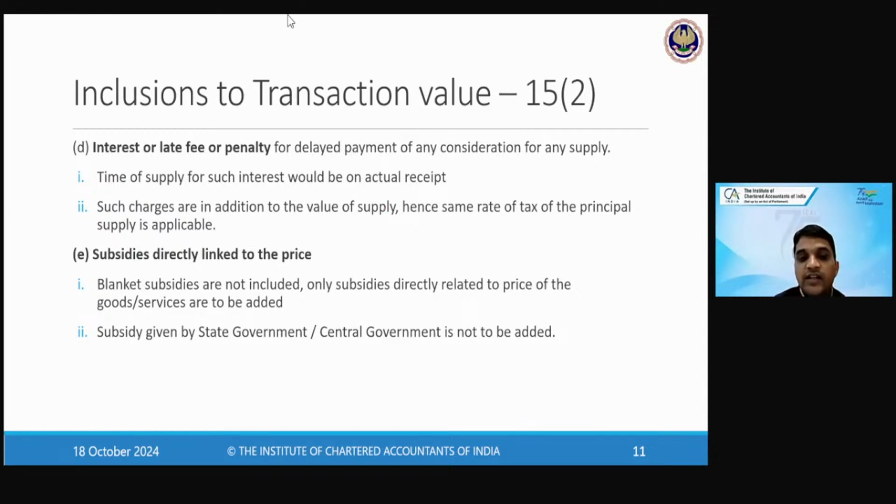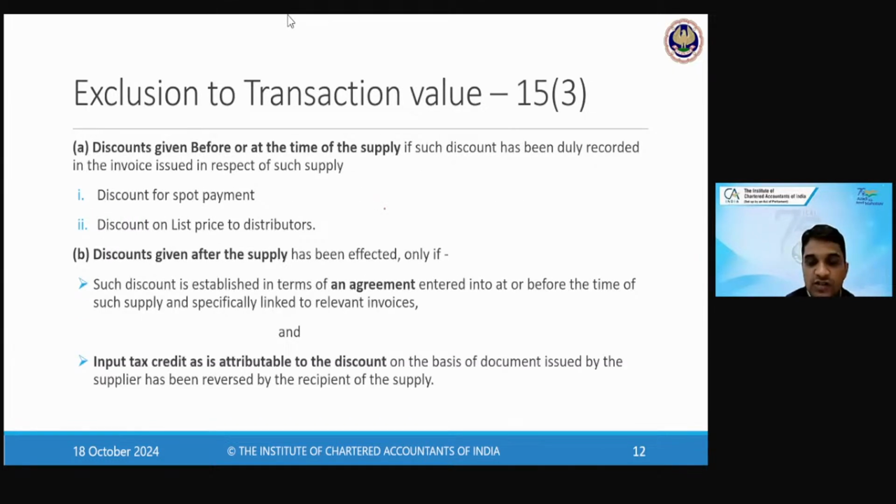Okay, so these were the inclusions. We'll take a break of 10 minutes and come back with the exclusions, so that all the inclusions are now known. Exclusions also we have defined, but I will tell you again. And then we'll go to the next aspects.